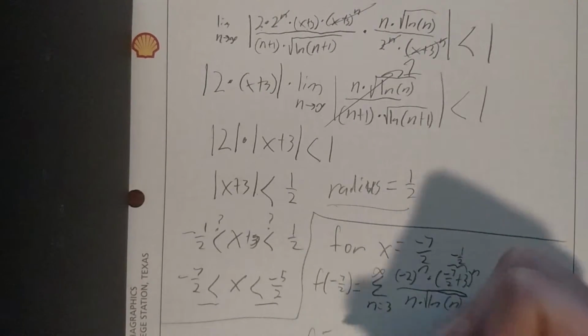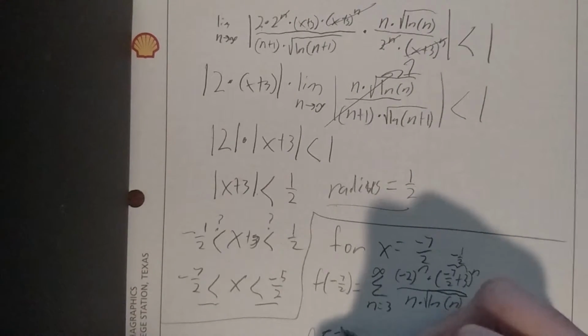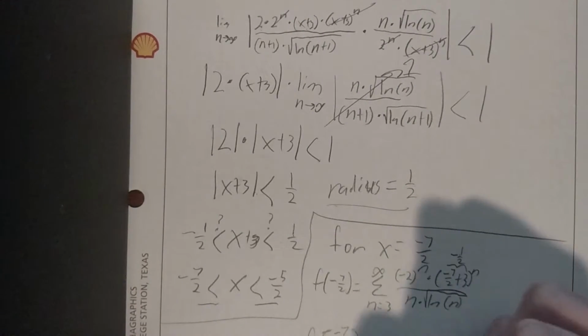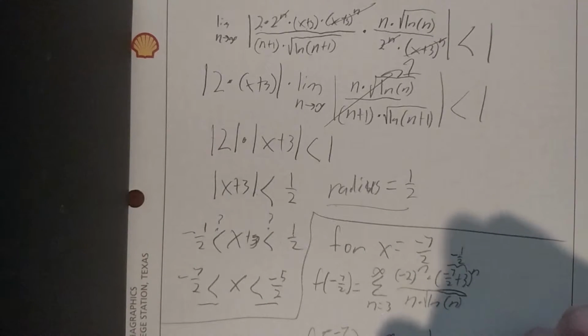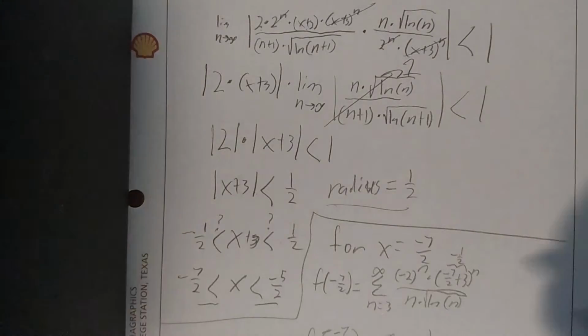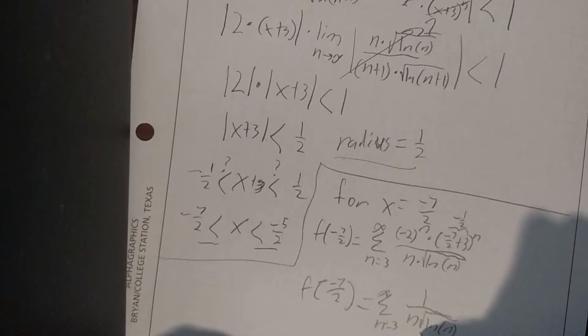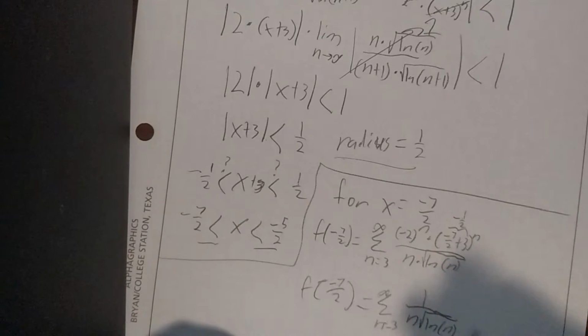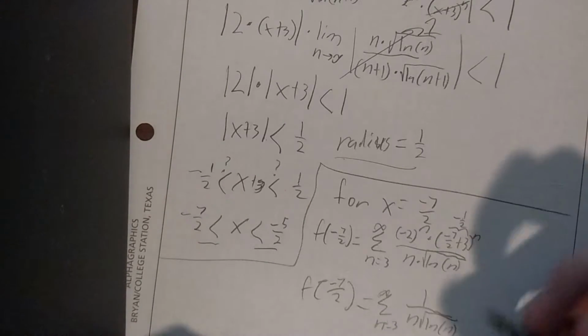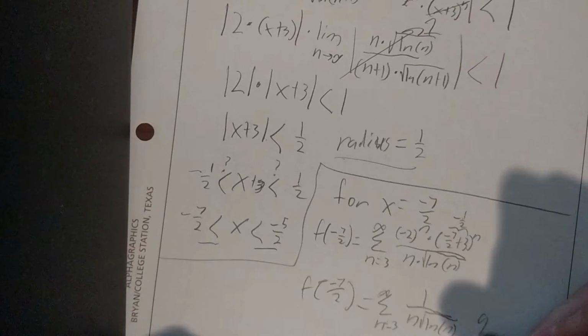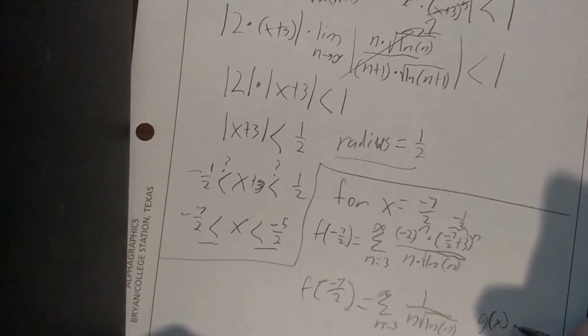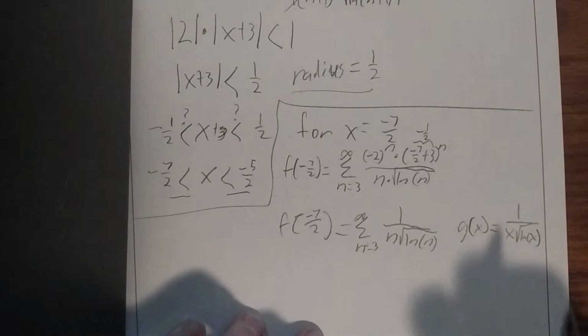So f of minus 7/2 is equal to the sum from n equals 3 to infinity of 1 over n times the square root of the natural log of n. Now here we can't use the p-test because it's not just a polynomial on the bottom, but here we can integrate this. So we're going to let g of x, we can't use f because that's the series, equal 1 over x times the square root of the natural log of x.